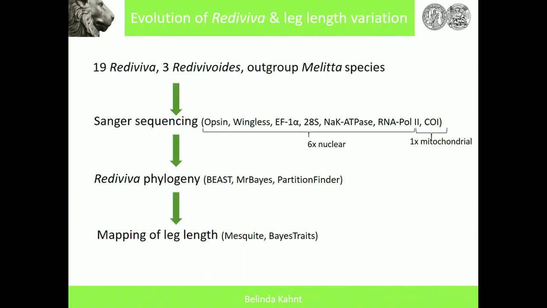Overall, we were investigating 19 of the 26 described Rediviva species, three Redivivoides species, which is a closely related sister of Rediviva, and then several Melitta outgroups. We sequenced them on six nuclear and one mitochondrial gene, reconstructed the phylogeny, and then mapped the leg length onto this phylogeny with Mesquite. We were also trying to infer the ancestral leg length for especially interesting nodes using BayesTraits.